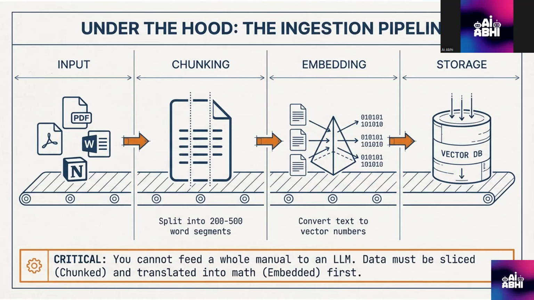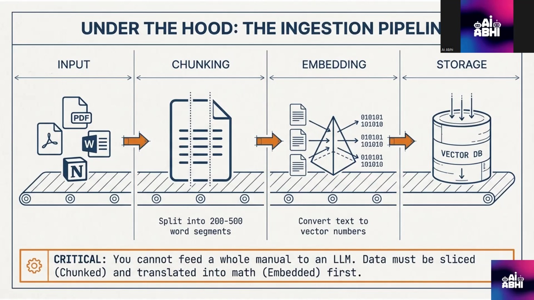After this embedding process, finally, you store these embeddings in a special database called a vector database. This is like a search engine, but instead of matching keywords, it matches meanings. So if someone asks, what is the refund policy? It can find a chunk that says customers can return items within 30 days, even though the words are completely different.